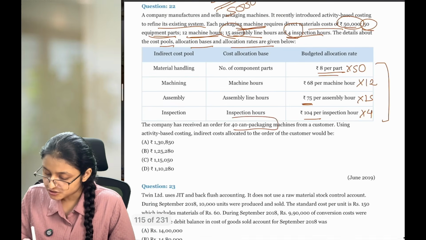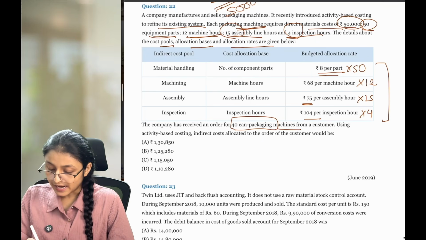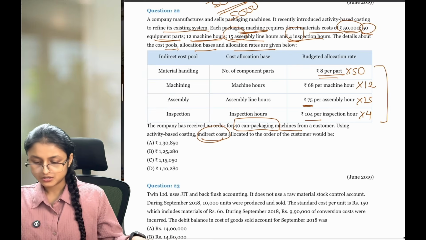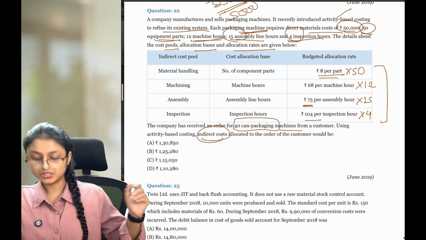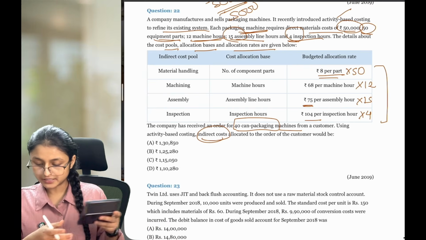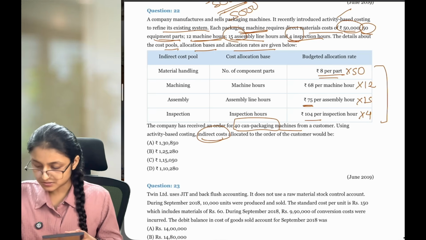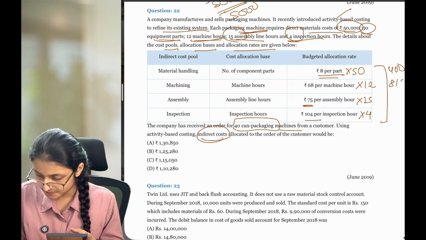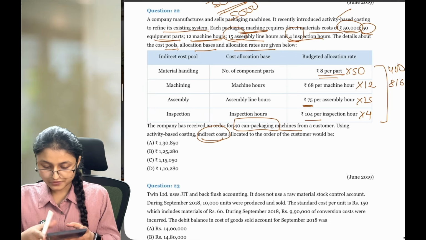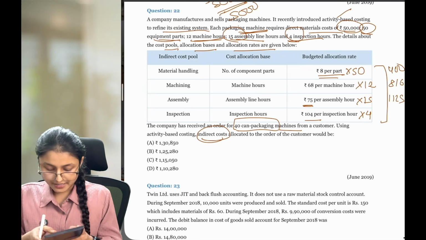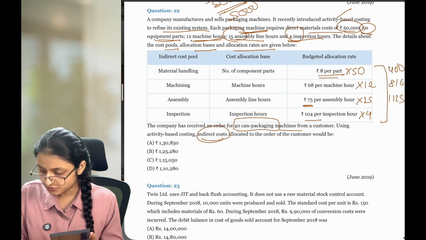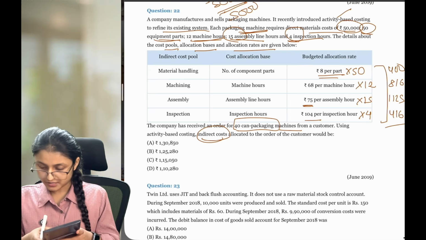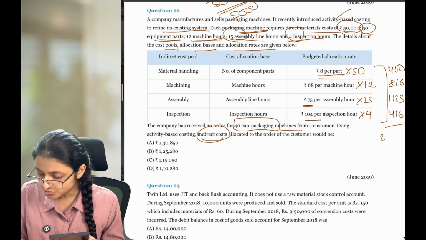But we are manufacturing 40 packaging machines, and you need to calculate the indirect cost applicable for these 40 packaging machines. Direct material is a direct cost. You need not take that; you only have to take the indirect cost here. So 8 into 50 will give you 400. 68 into 12 is 816. 75 into 15 is equal to 1,125. And 104 into 4 is equal to 416. So in total, 416 plus 1,125 plus 816 plus 400 will give you 2,757.